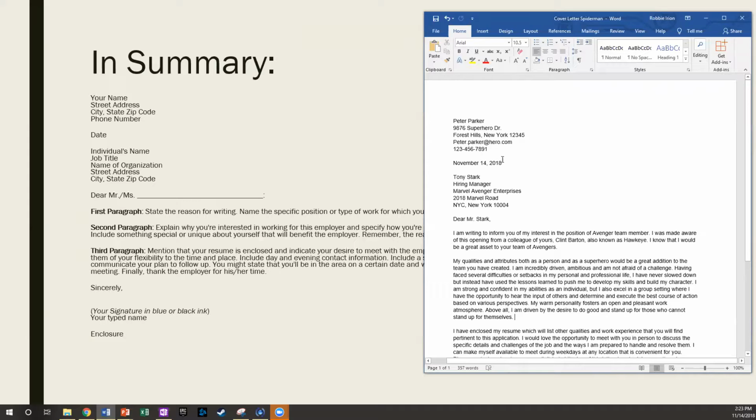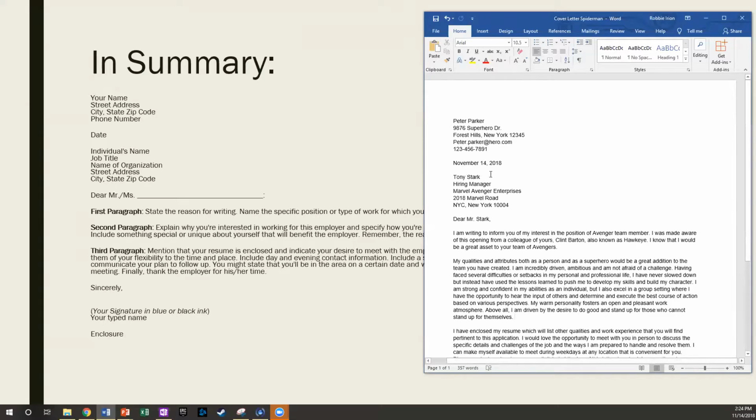Then a space, then today's date, November 14th, and you want this to be the date that you are giving the employer this letter. It can be within a couple days before, but you don't want to write this letter now and then apply for a job in 2 months and have the same date on there. Because then the employer would be like, do they even know what job is available right now? This is 2 months old. So you want to have a current date on there.